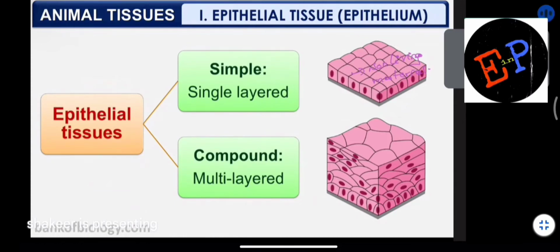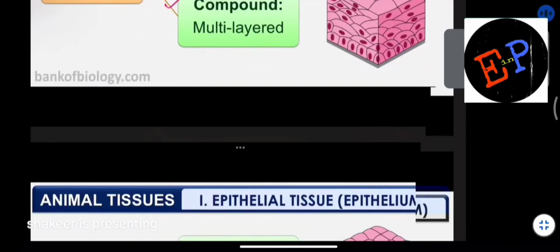But the cells which you find in the inner layers of arteries and veins are made up of a single layer. Are you able to understand? So epithelial tissues can be single layered, and they can be multi-layered also. You can call them simple or compound, single layer or multi-layered. Are you able to understand?